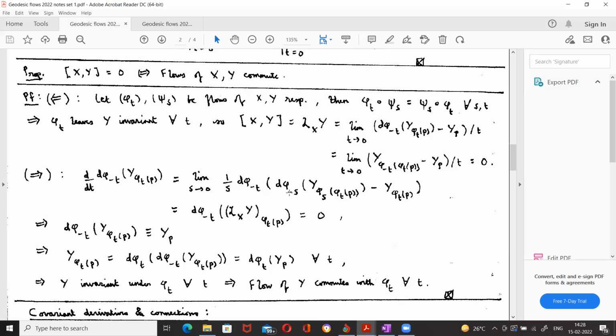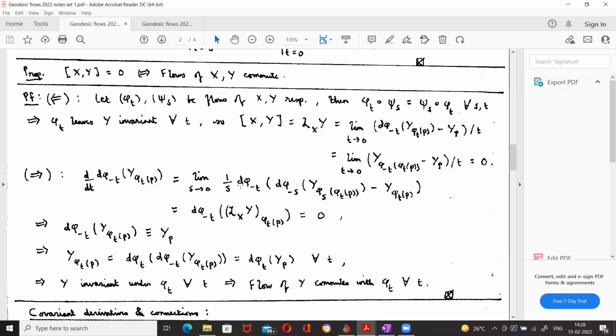And then I have y at the point phi t plus s of p. So that will become y at phi s of phi t of p, and then minus y at phi t of p. All right. Is this okay? So this derivative d/dt of this is equal to this limit, s tending to 0.